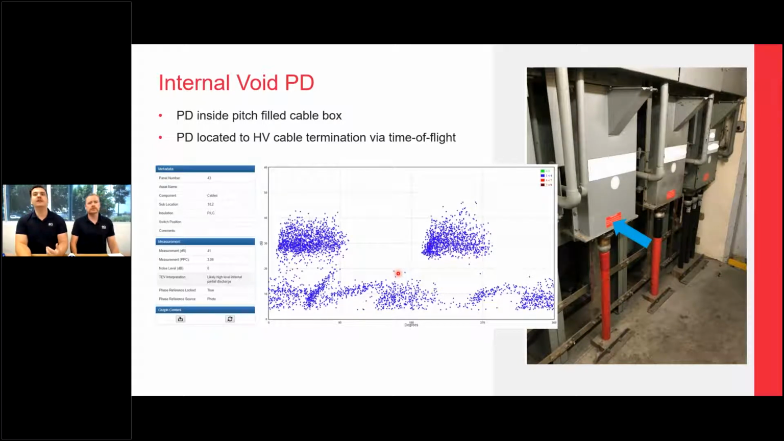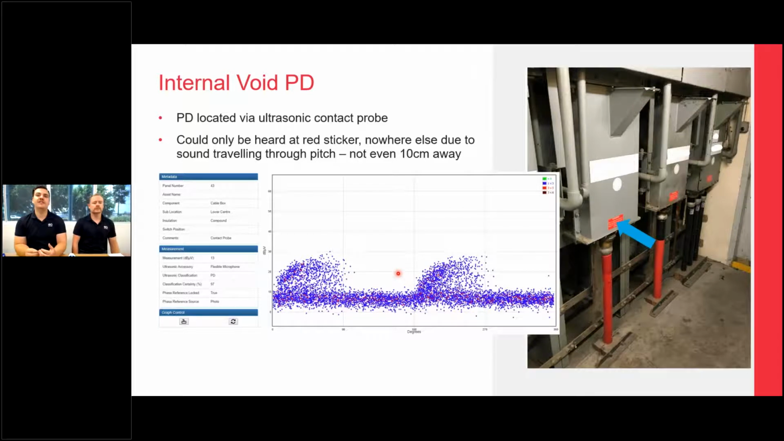What is unusual is that we were actually also able to detect this source ultrasonically. For internal void type PD sources, normally you cannot hear them ultrasonically because the sound is trapped within that void. However, on this particular source, we could put the contact probe ultrasonic sensor directly where this arrow is pointing here. And in that location, we could hear that kind of arcing sound, that deep crackling that is associated with PD. Then if you look at the phase plot, again, we see those two clusters of activity with 180 degrees separation, which indicates that there is PD present.